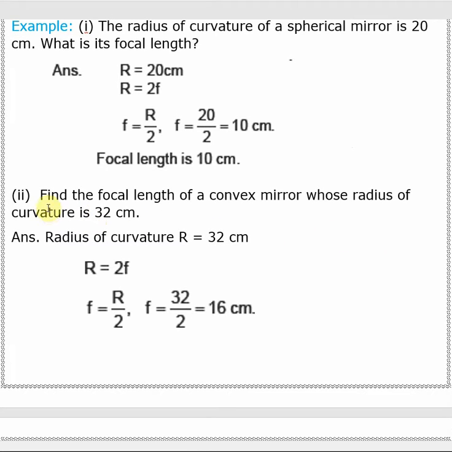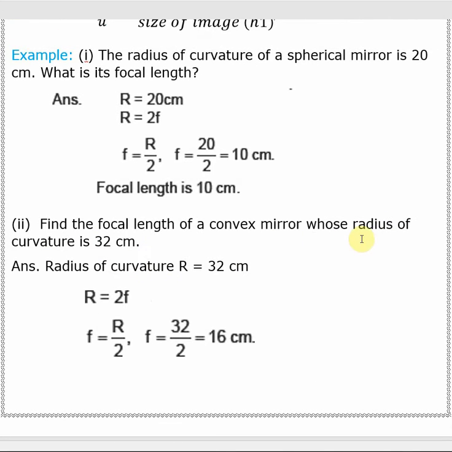Next, one more similar sum. Find the focal length of a convex mirror whose radius of curvature is 32 centimeter. Same sum, same formula for all kinds of spherical mirrors. You have the same formula, r = 2f. So here r = 2f is put, and f is found. f = 16, by doing 32/2.